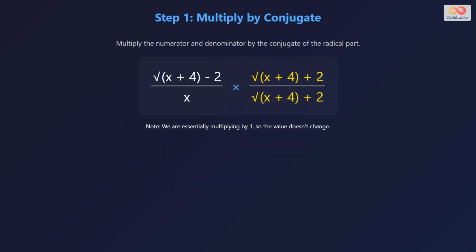The first step is to multiply our expression by a special form of 1. We take the conjugate of the numerator, which is the square root of x plus 4, plus 2. We multiply both the top and bottom of the fraction by this conjugate. Since we are multiplying the top and bottom by the same thing, we are not changing the value of the function.